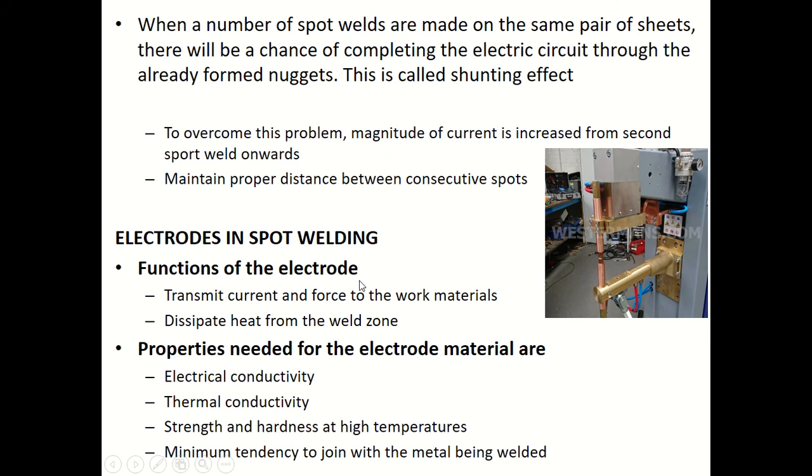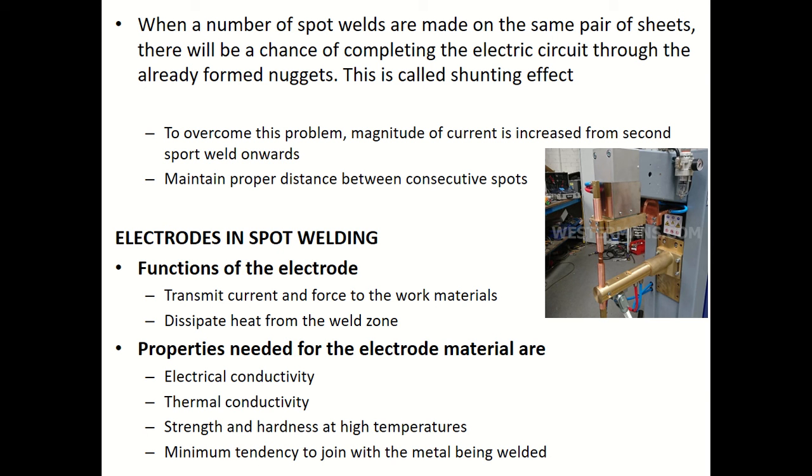Yes, this is another important piece of information. You can weld a number of spot welds on the same pair of sheets. When a number of spot welds are made on the same pair of sheets, there will be a chance of completing the electric circuit through the already formed nuggets. I hope you remember what a nugget is: when two plates are being welded, that joined region.